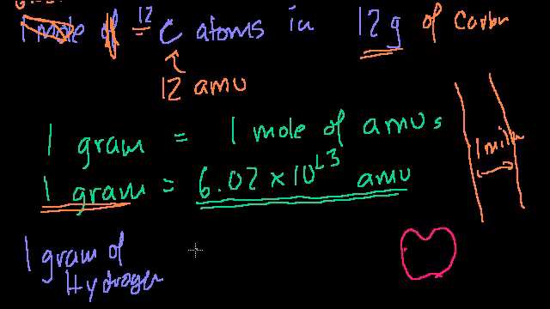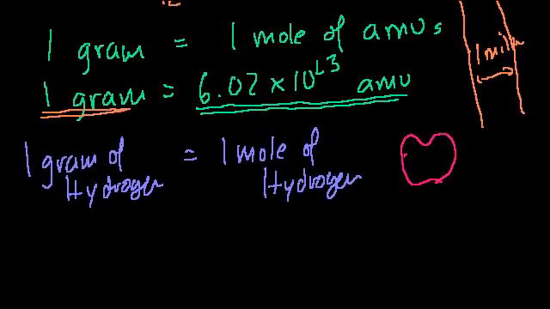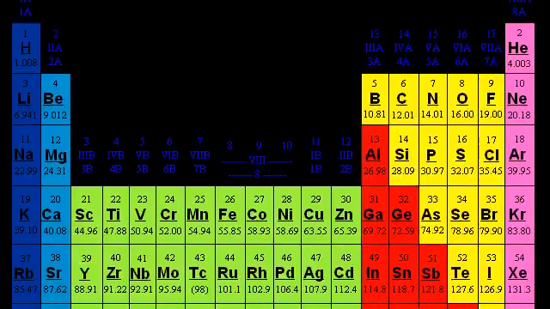If you have 1 gram of hydrogen, that means you have 1 mole of hydrogen. How do I know that? Because hydrogen's atomic mass number is 1. So in general, if you just take any element, let me just pick 1 mole of aluminum, what is the mass of that?